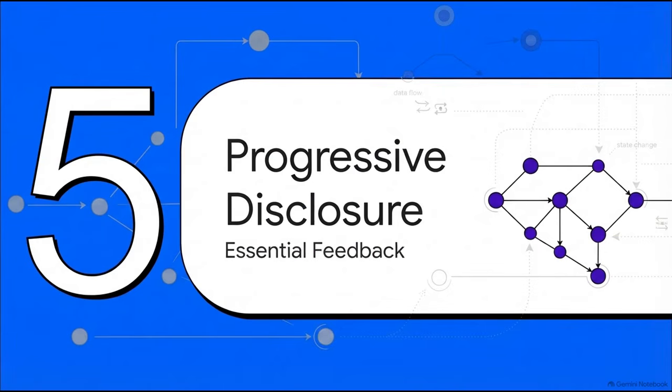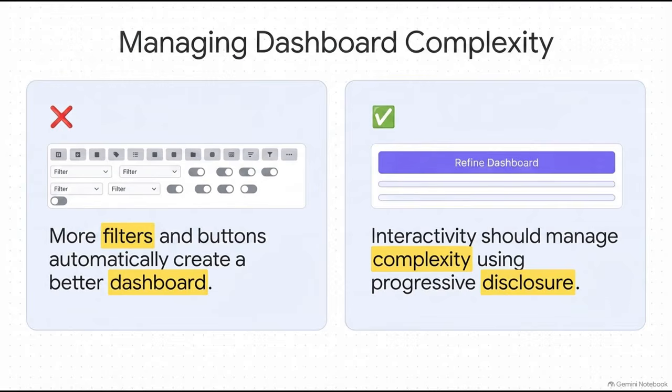All right, let's talk about progressive disclosure and feedback. We need to set some boundaries so these interactive features don't just overwhelm whoever is looking at them. There's this super common misconception out there that more filters, more menus, and more buttons automatically equal a better dashboard. Not quite. Throwing every possible control at a user right away is just going to paralyze them. The correct approach is that interactivity should manage complexity, using the principle of progressive disclosure. Show people the information and controls they need first, and only let them pull back the curtain for greater detail when they actually need it.